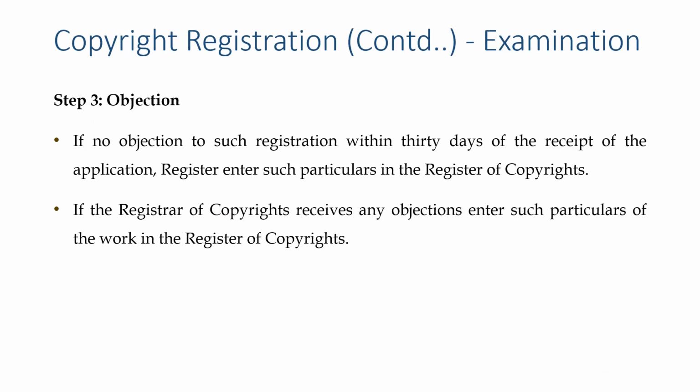During the process of copyright registration, there is a chance that the copyright application may be met with objections by the Registrar. So a copyright objection is an objection raised by the Registrar of a copyright office. An objection may arise for various reasons, such as similarities found in the application and the existence of similar work. The copyright objection may arise any time within 30 days of the filing of the copyright application. If the Registrar of Copyrights receives any objections, then they enter such particulars of the work in the Register of Copyrights if necessary.